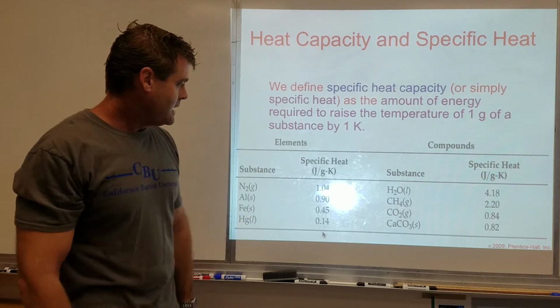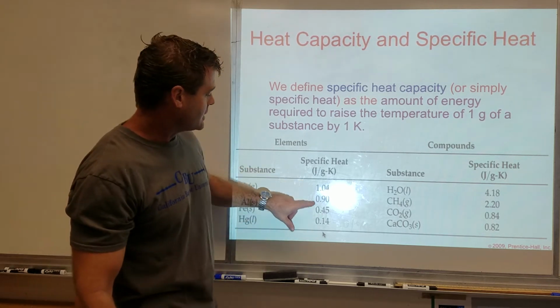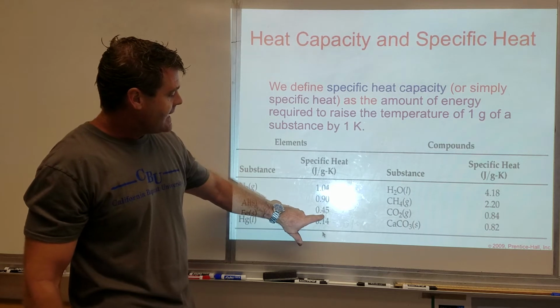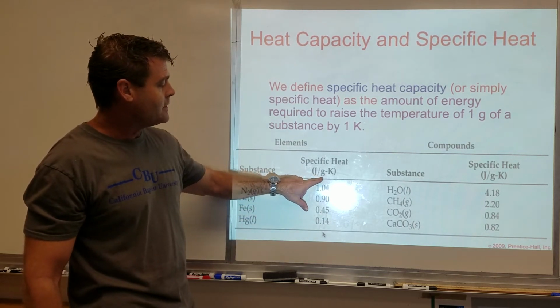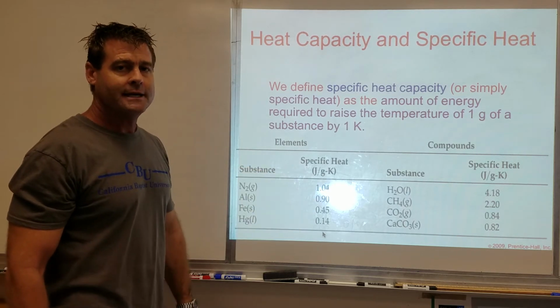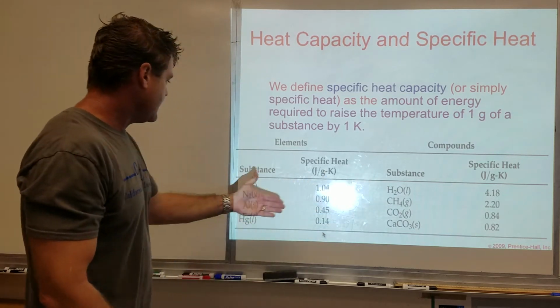So when we say the specific heat value of iron is 0.45, what does that mean? Well, look at the units. What that means is it takes 0.45 joules of heat to raise 1 gram of iron by 1 degree Kelvin. That's its heat capacity.